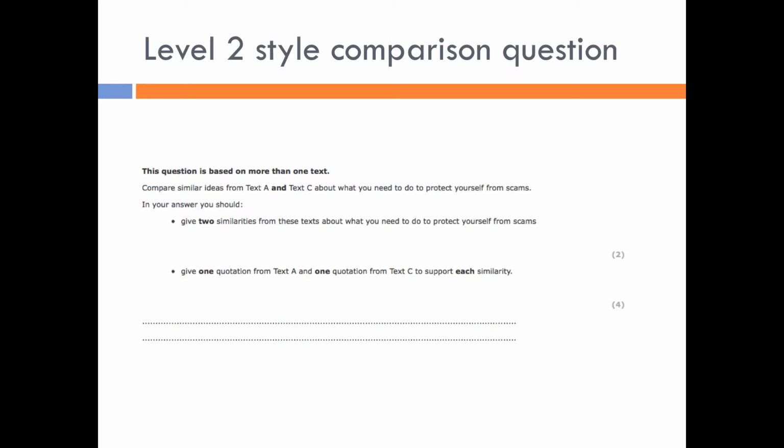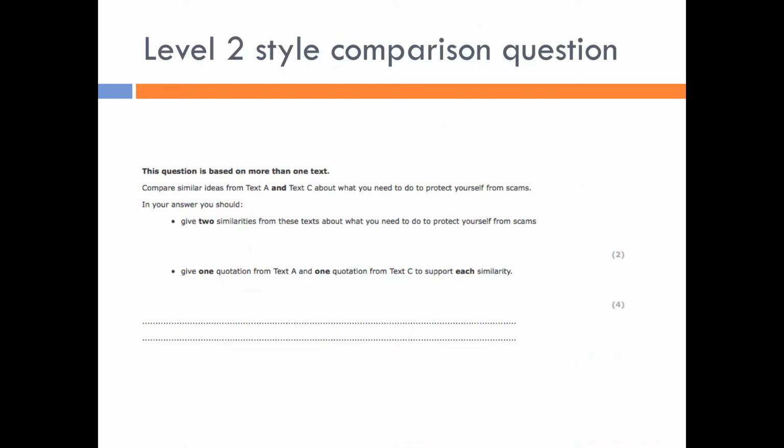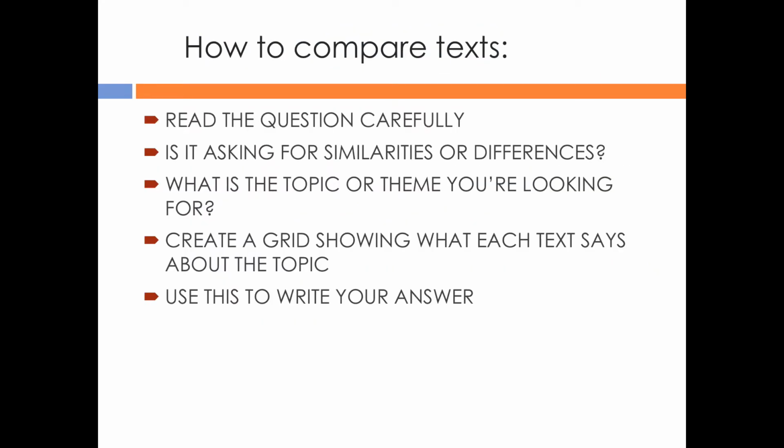Sometimes it will be asking for similarities, sometimes it will be differences. Okay, how they've got different ideas. So that's the first thing to look for: is it asking for similarities or differences? What's the topic or theme you're looking for? Okay. So if you have time, you could create a grid showing what each text says about the topic and use that to support your answer.